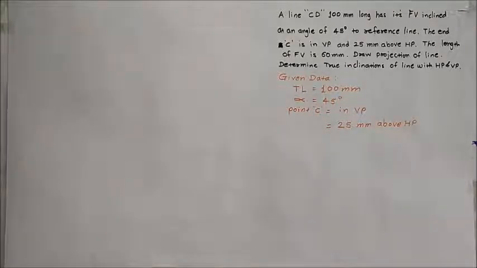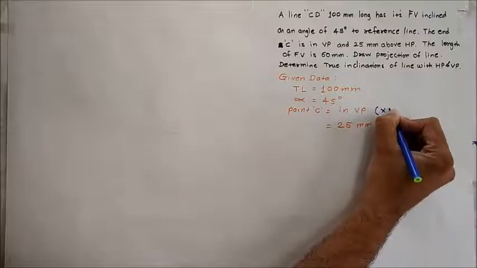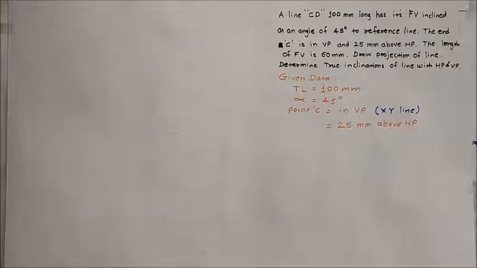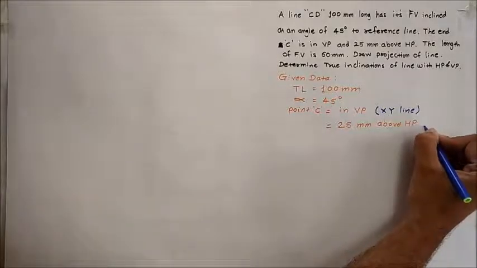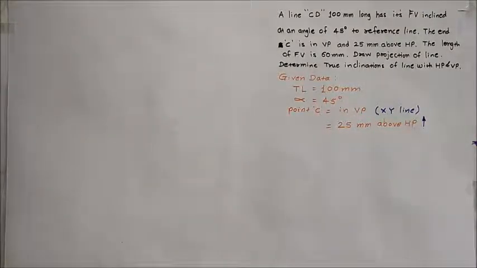So here, while plotting point C, the point C is in VP. So it means that point should be located on XY line. The point C is 25 mm above HP is given. So above HP dimension always visible in the vertical plane means front view. So upward arrow is shown here. Now we will start the drawing.